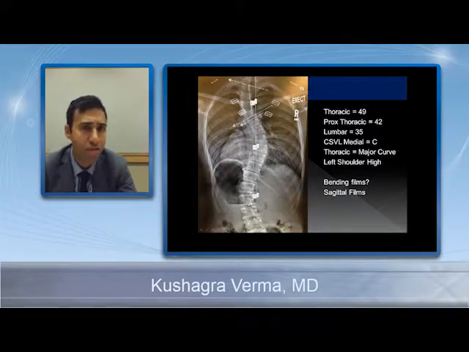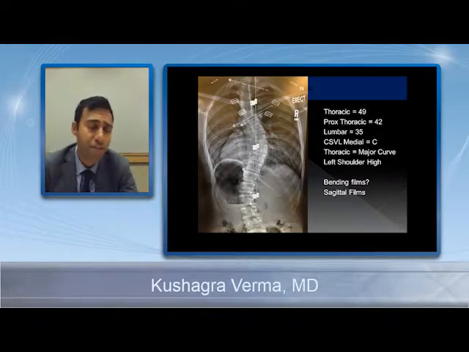How do you figure out which curve is the major curve? Well, we know that it's the largest curve. And how do you figure out which levels you need to fuse? We figure that out often based on bending films. If we ask the patient to bend to one side versus the other, we'll see that often these curves that are next to the major curve are flexible. And if they bend out to an angle of less than 20 degrees, that often tells us that's not a real curve.